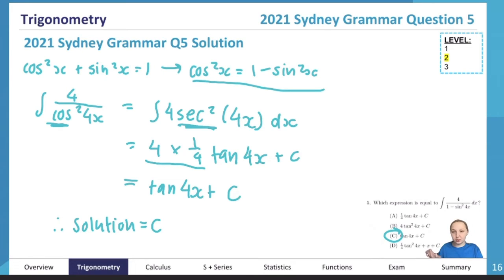So you will find trig questions do tend to integrate other topics as well. Didn't mean to say integrate there, but this one is integration. So you can find applications of trig within all of your other subtopics as well.